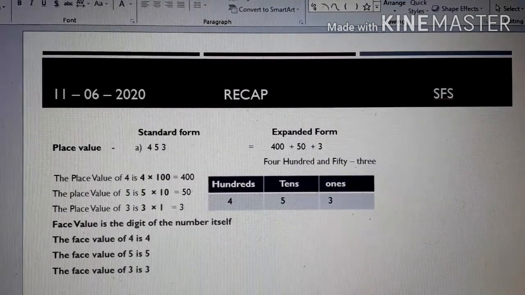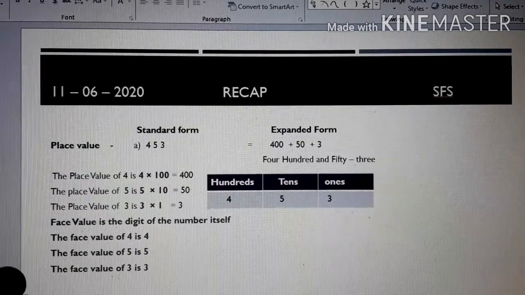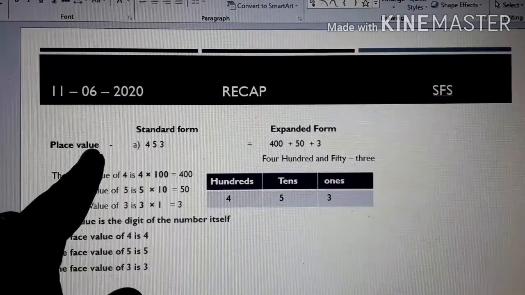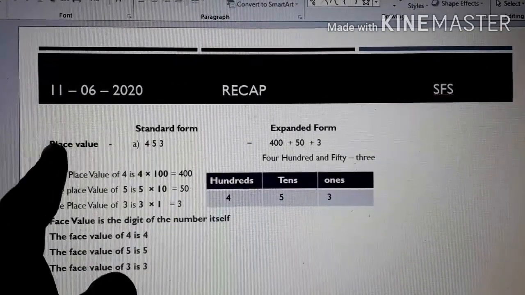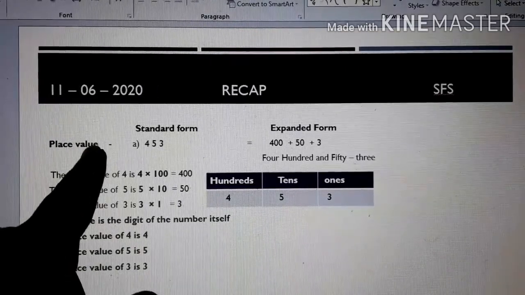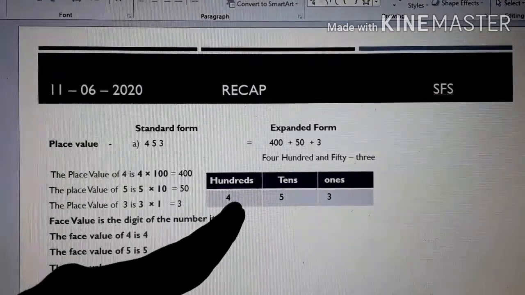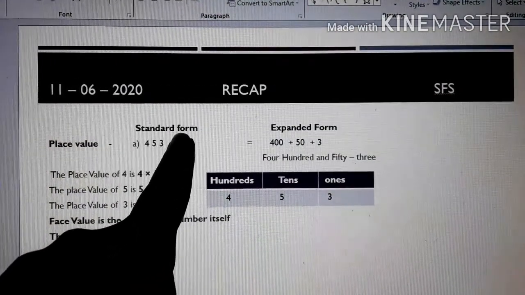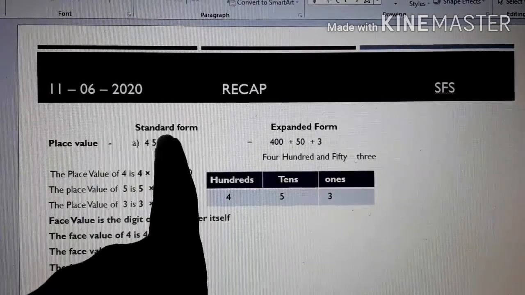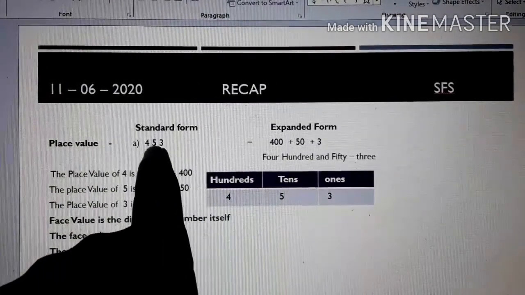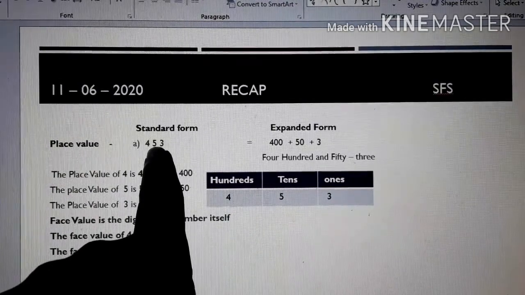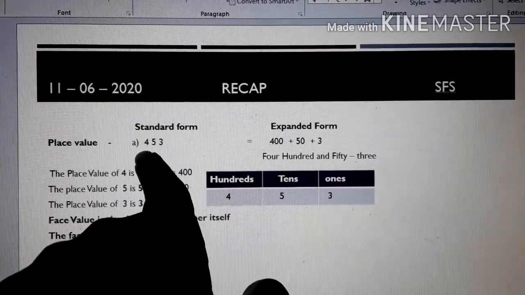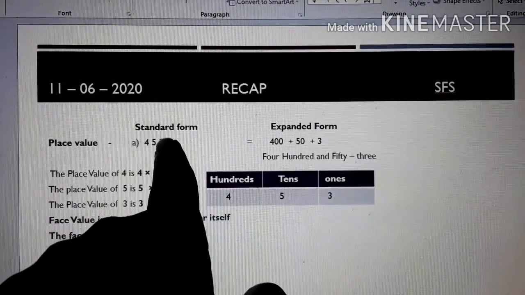So, as I already said, we studied about place value, face value, expanded form, and standard form, right? So, just see, children, once again. What is place value, children? The value which you take out of the digit based on the place it is in, right? We also came across two terms, standard form and expanded form. Standard form is what, children? The number which you get is the standard form. Expanded form is what, children? You expand the number according to the place value.